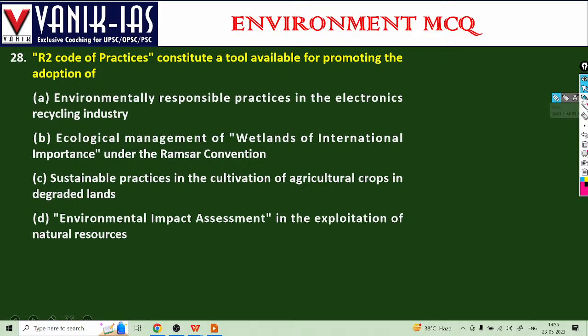R2 code of practices. What is R2 code of practices? It is a tool available for promoting adoption of environmentally responsible practices in the electronics recycling industry. The other options talk about wetlands under the Ramsar Convention, sustainable practices in cultivation of agricultural crops, and environmental impact assessment in the exploitation of natural resources. Answer is 1, that is environmentally responsible practices in the electronics recycling industry. So A is the answer.